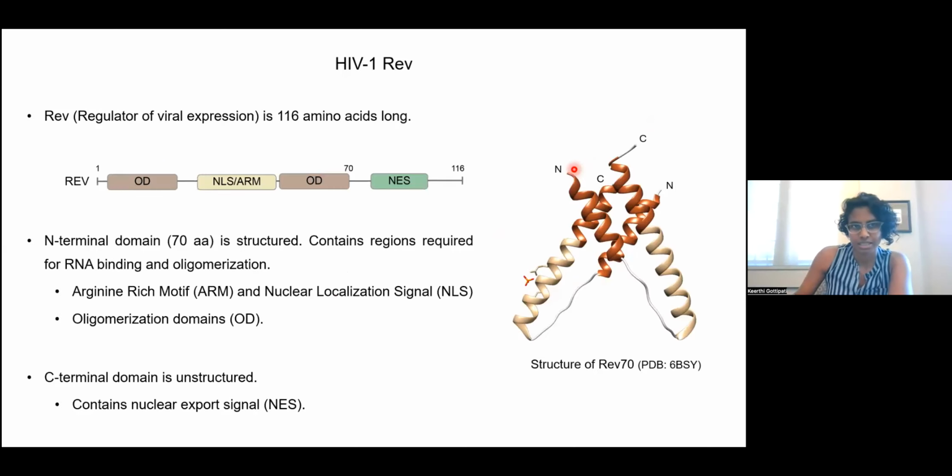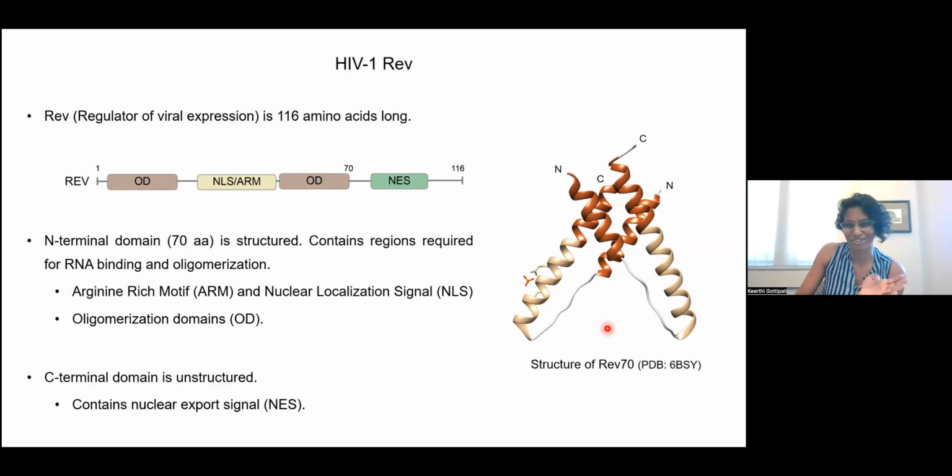Okay, and then Rev itself is a 116 amino acid long protein. It has an N-terminal domain and a C-terminal domain. The N-terminal domain is highly structured at 70 amino acids. It contains a nuclear localization signal and the arginine-rich motif. The arginine-rich motif is responsible for the RNA interaction. It also has oligomerization domains. These are involved in both dimer and oligomer formation. And then the C-terminal domain contains the nuclear export sequence, but it's mostly unstructured. This is the NMR structure.